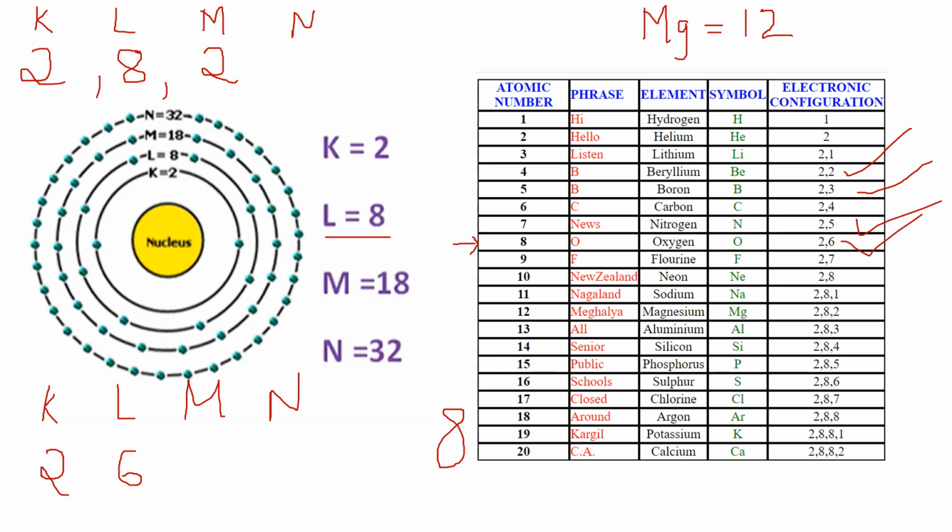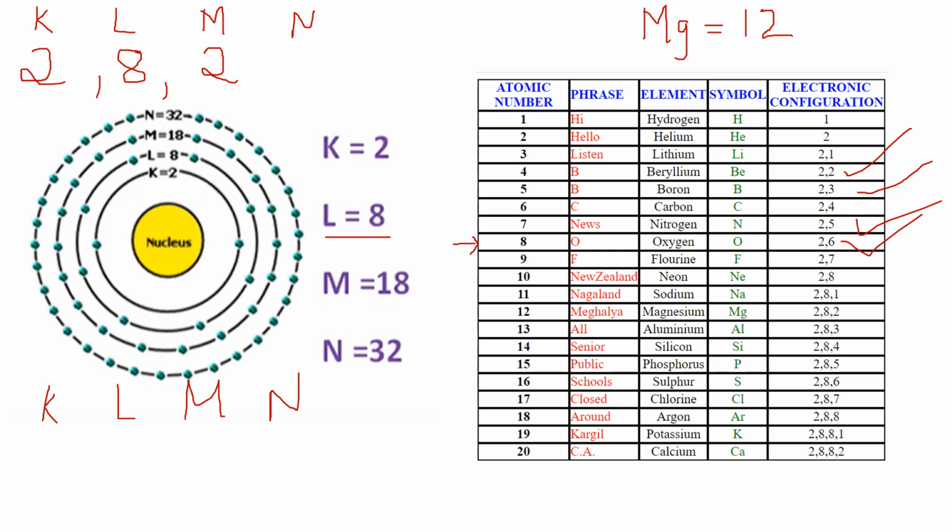Now let us look at neon. Similarly, what is the atomic number for neon? It is 10. Now 2 will be filled in the K shell. Now 10 minus 2 is 8. And in L, a maximum of up to 8 electrons can be filled. So 2 comma 8 is the electronic configuration for neon.